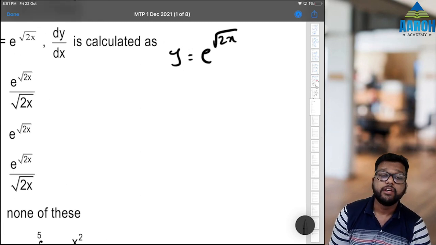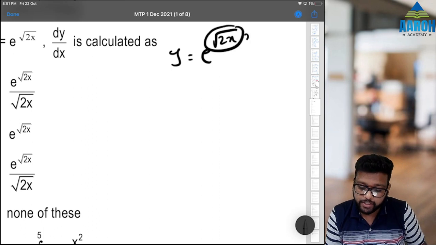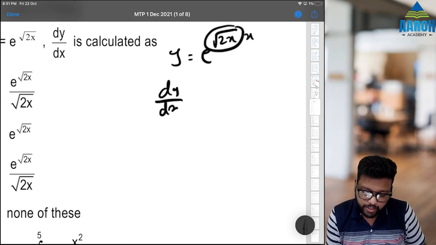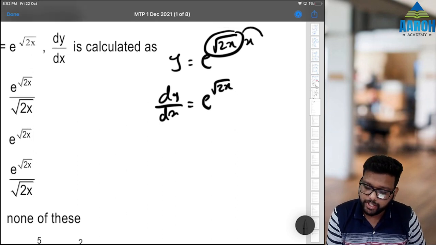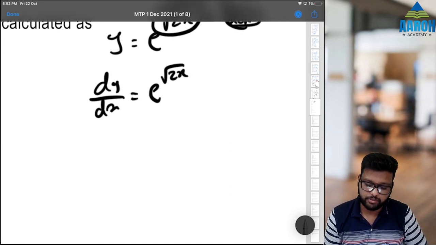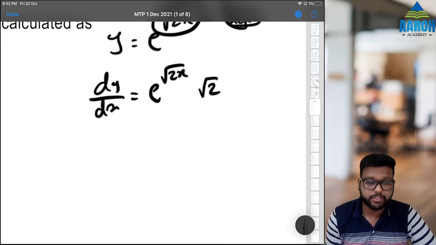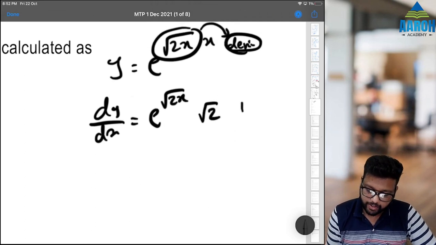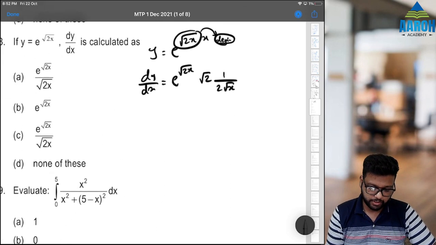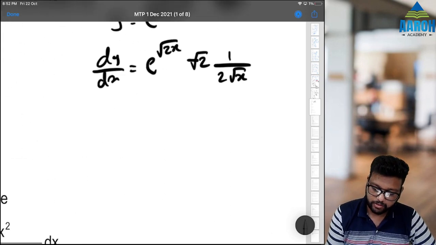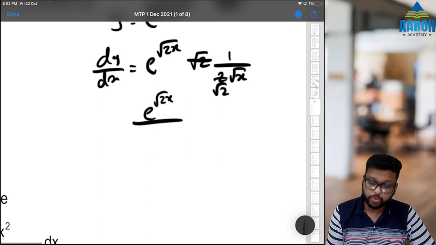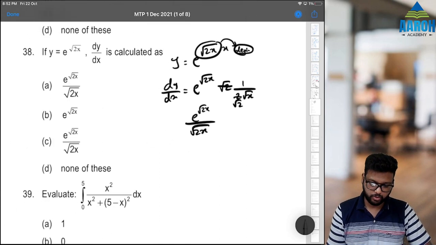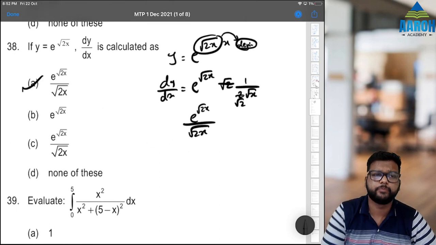How to think? If this was e raised to x, then what would we have done? E raised to x only, right? But it is not x, so we'll multiply by the derivative of this. What is the derivative of root 2x? Root 2 is a constant, we can keep it as it is, and root x's derivative is 1 by 2 root x, right? So which option is it? Okay, we'll have to cancel. This root 2 can be cancelled here. So it will be e raised to root 2x upon root 2 into root x, means root 2x. So option A is the correct answer. Fine.